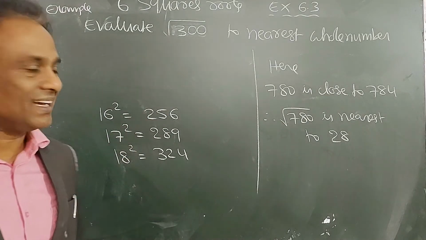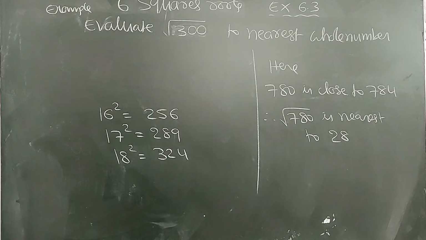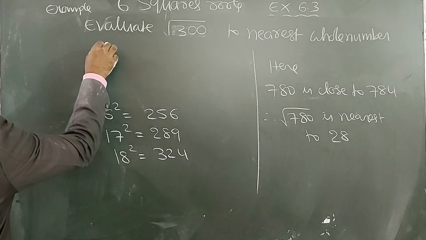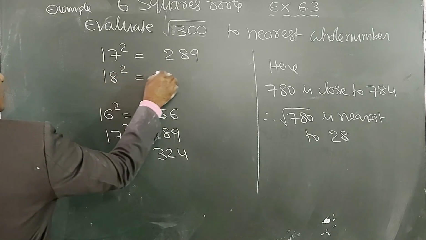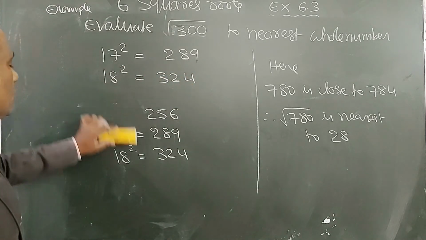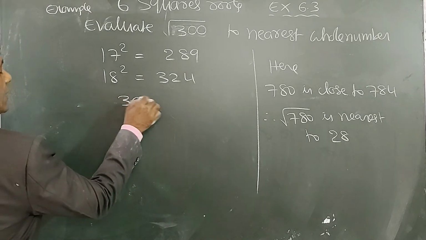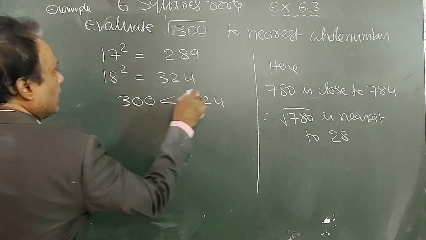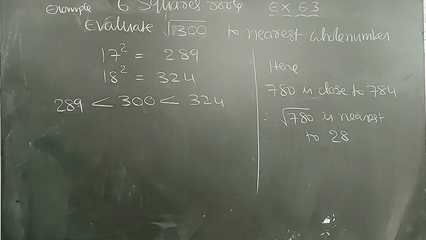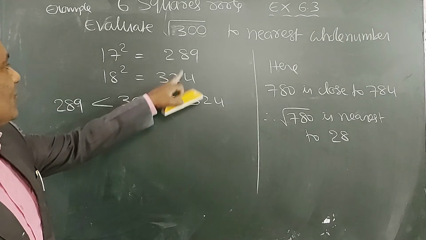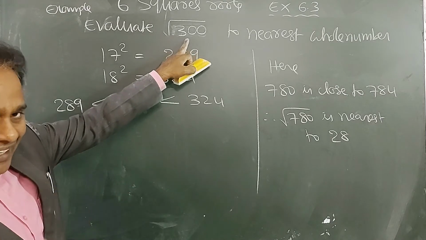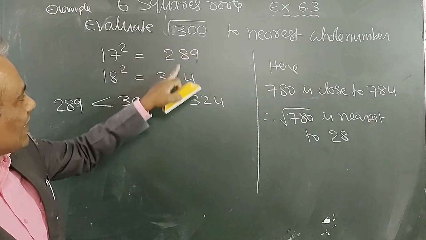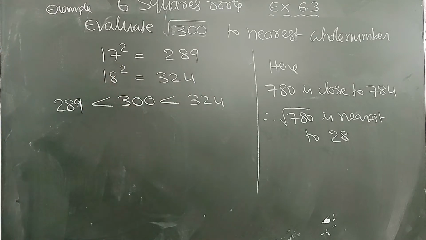300 is between 289 and 324. 289, 324, students. See here, 17 square is 289. 18 square is 324. Therefore, our number 300 is between 324 and 289. Because 17 square is 289, our number is just greater. 18 square is 324, our number is less than this. So our number will lie between these two.